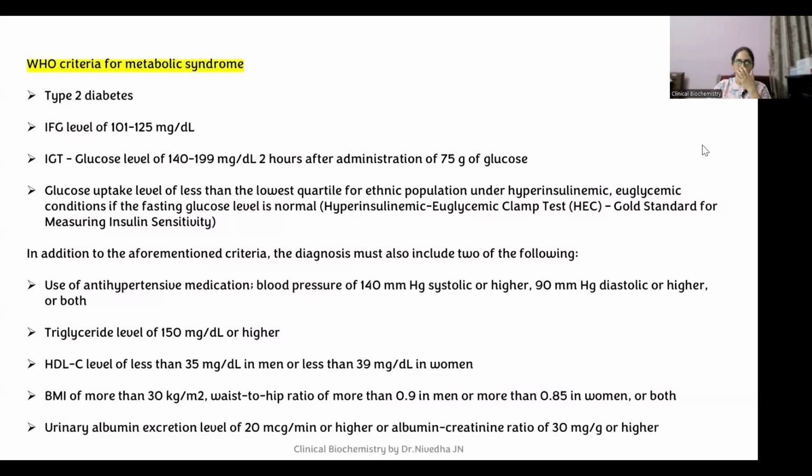So that is about this test. So what is the level of glucose uptake?